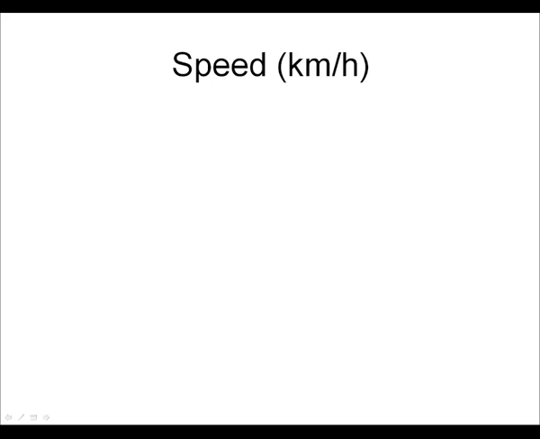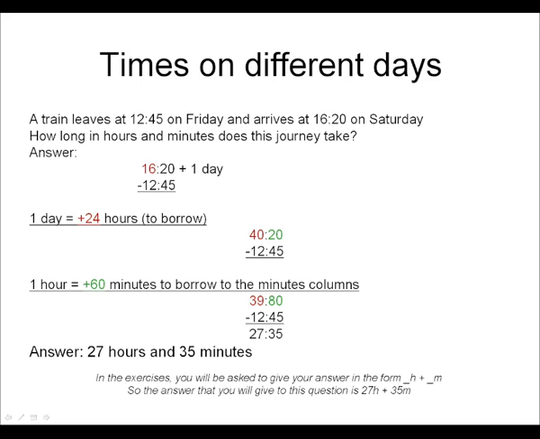Later, we'll be looking at speed, but for the moment, let's just answer the times on different dates questions. All the questions are going to be arrival time, subtract departure time to get your answer. And you just need to remember that when you're converting a day into hours, you're adding 24 hours. And remember, when you're taking an hour to the minutes column, you're adding 60 minutes. So that's all there is to it. Have a go at the questions and the best of luck.